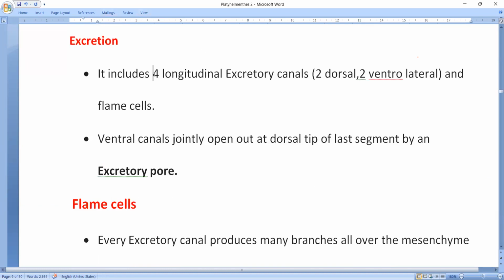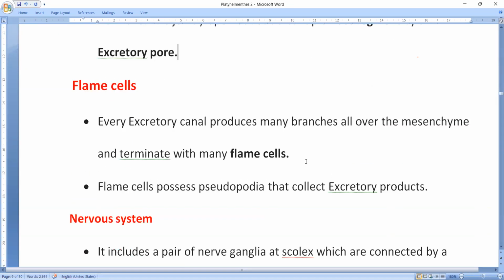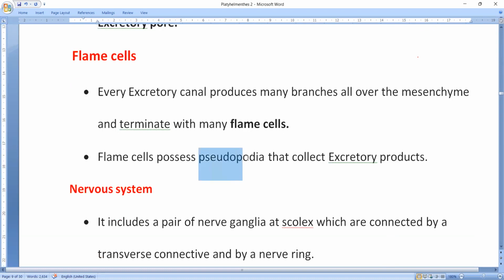The excretory system includes four longitudinal excretory canals, two dorsal and two ventrolateral, and flame cells, which we have seen already in Fasciola. The ventral canals jointly open out at the dorsal tip of the last segment by an excretory pore. Every excretory canal produces many branches all over the mesenchyme and terminates with many flame cells. Flame cells possess pseudopodia-like processes that collect the nitrogenous excretory products.